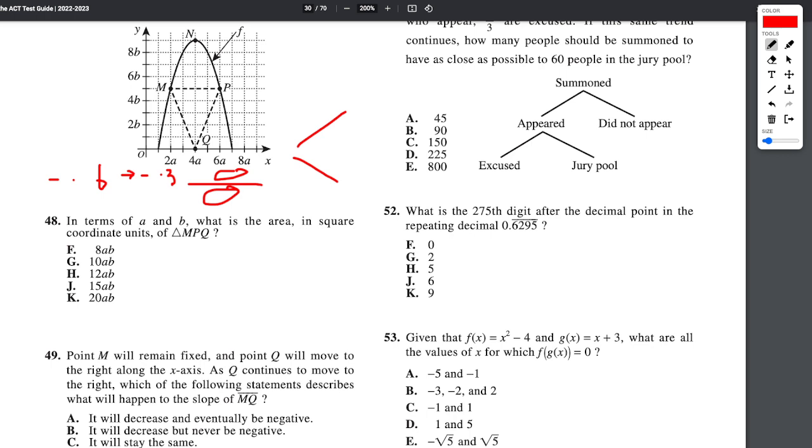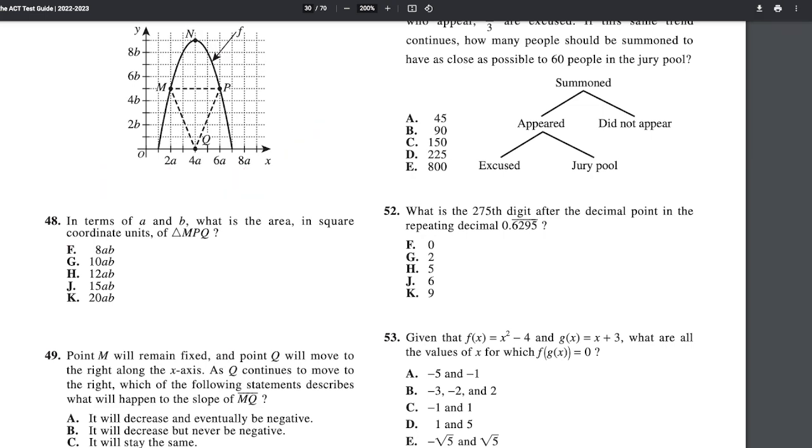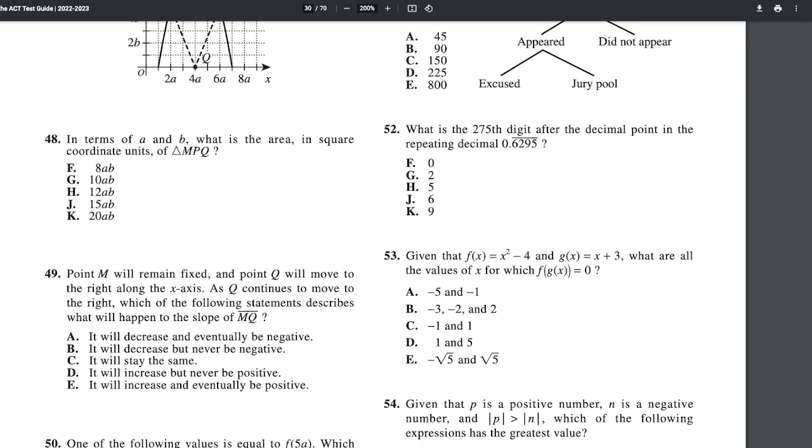Even though we all know that 0.6 is greater than 0.3, you have to realize the slope is increasing because we're going from something like negative 0.6 to negative 0.3. So the slope is increasing and it's staying negative. Just remember that, okay? It will increase, but it'll never be positive, because all the other options are actually wrong.